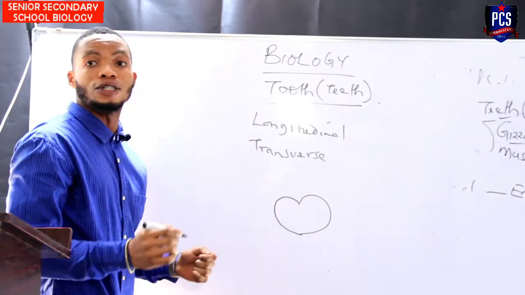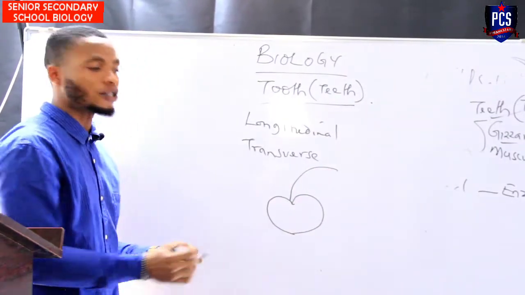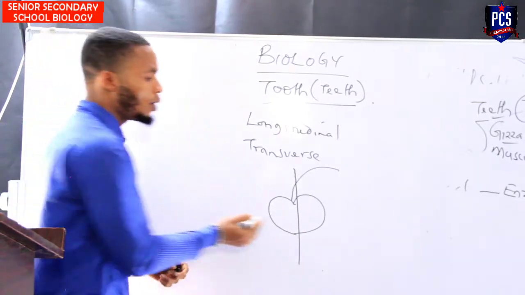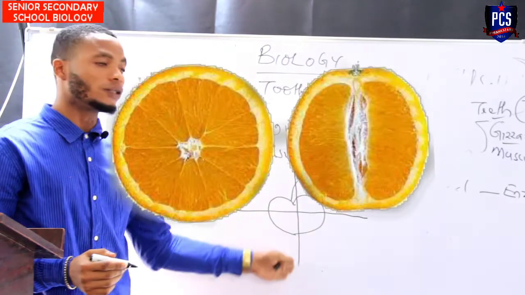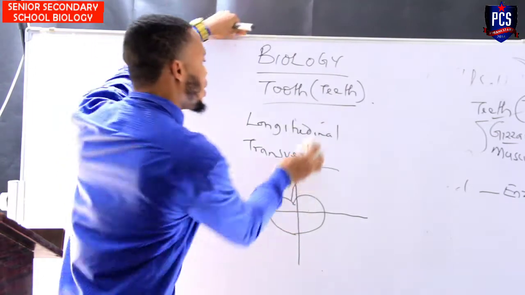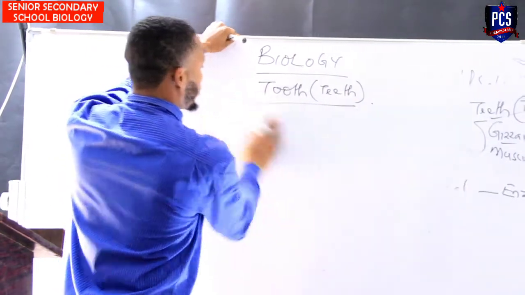Don't mind my drawing. In biology, you need to learn how to draw very well. You have what we call the longitudinal section. You cut through here, and this gives you the longitudinal section. When you cut through here, it gives you the transverse section. Remember, longitudinal, transverse section. So we're going to have a sketch of the tooth on the board, and with that diagram, we can explain fully the parts of the tooth.